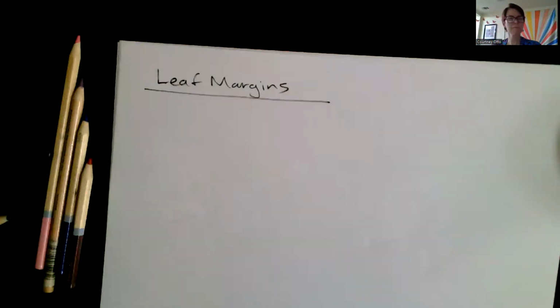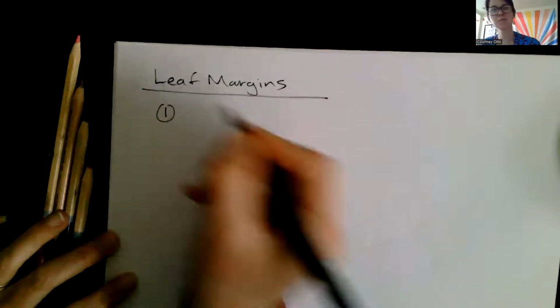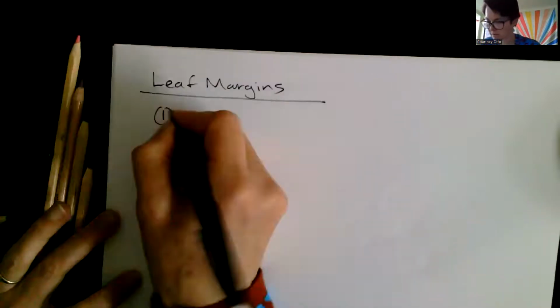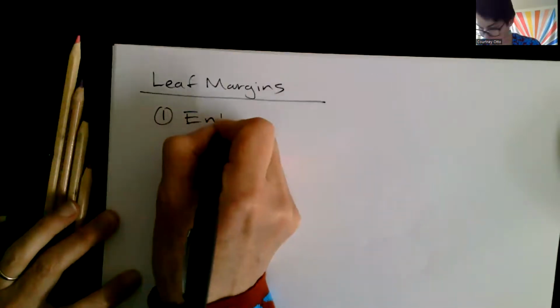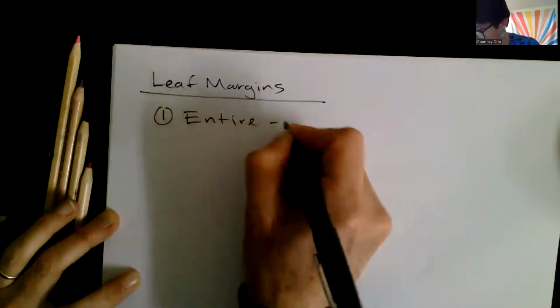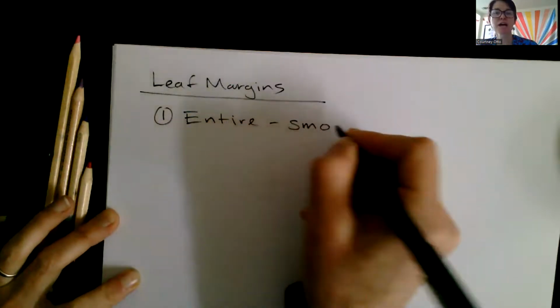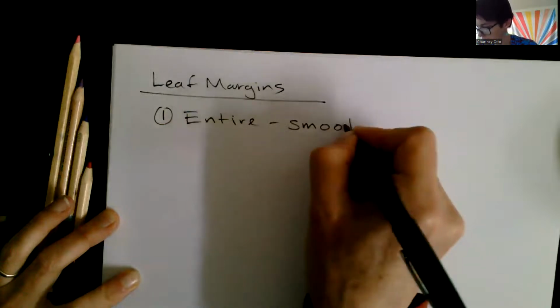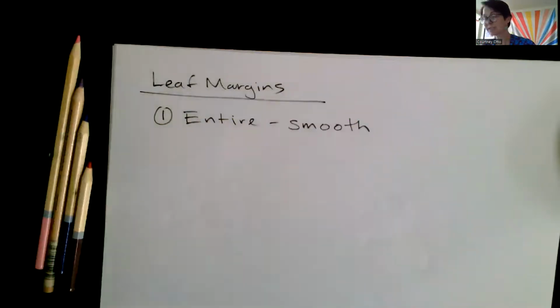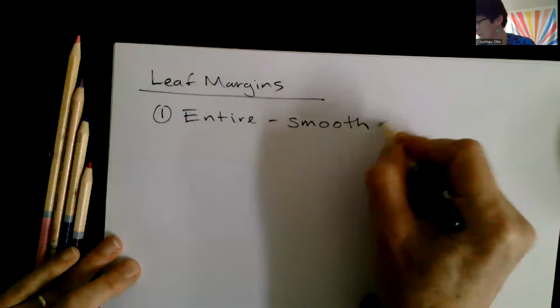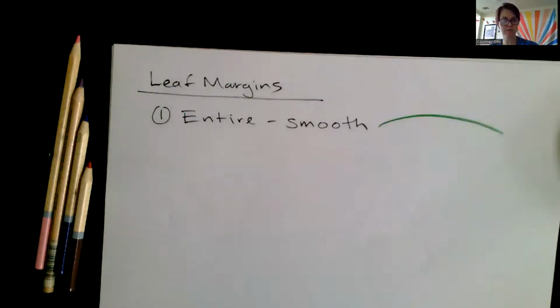And we're going to see three basic leaf margins. The first is what we call an entire leaf margin. And you can think of an entire leaf margin as a smooth leaf margin. Because what that means when we look at that margin, that edge of the blade, it forms a smooth surface.